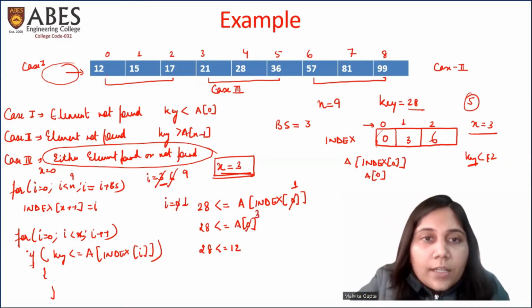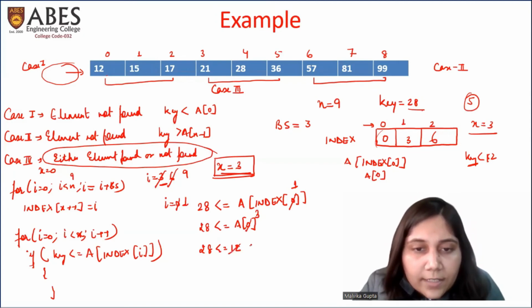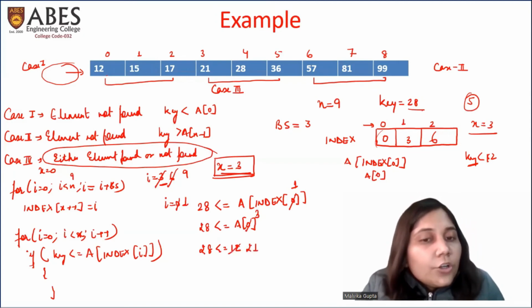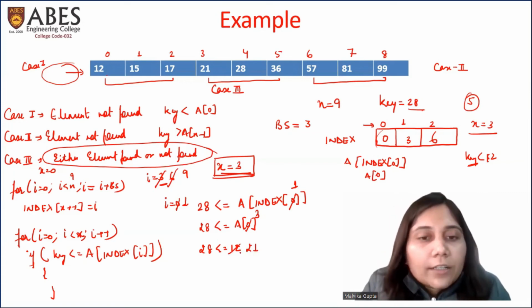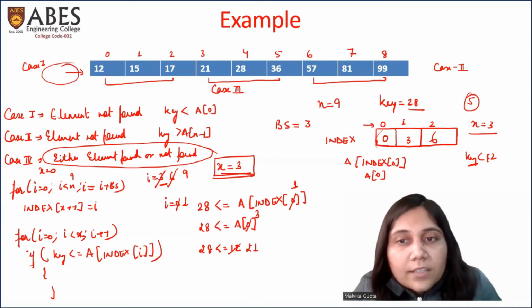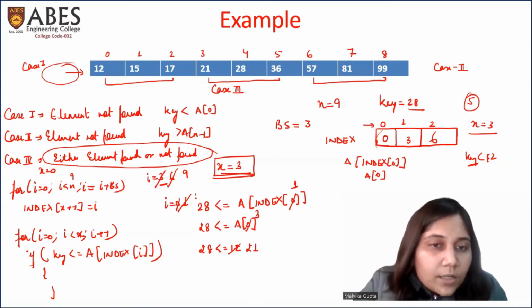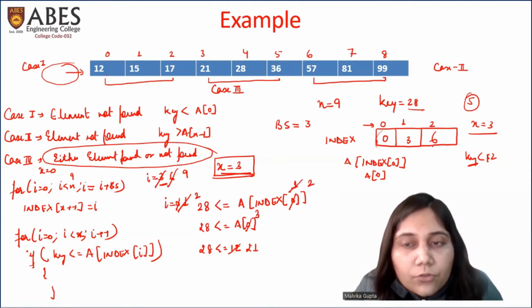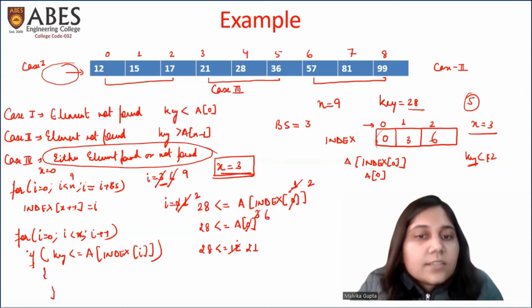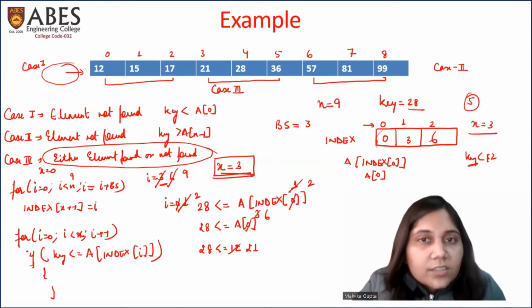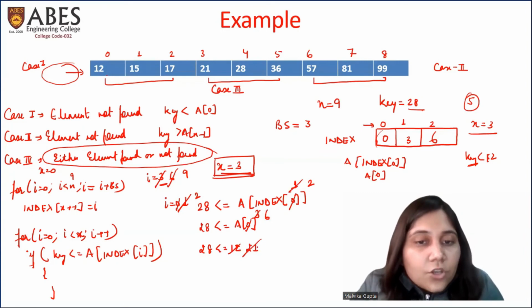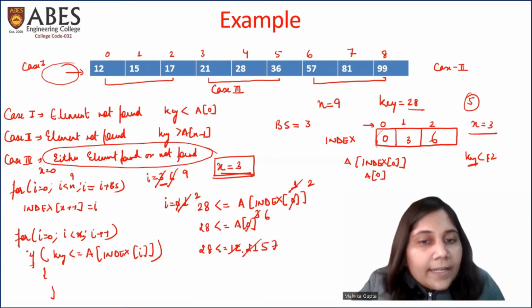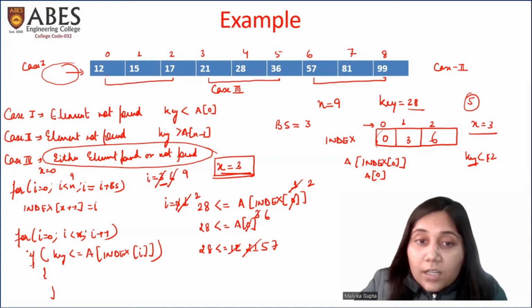What is the value at a of 3? It is 21. So cancelling it out, I am going to write 21. 28 is less than or equal to 21. Now the condition is again false. So if the condition is again false, it means I have to increment and move to the next state. So my I will become 2 now. Let me check with index of 2. What is the value at index of 2? It is 6. So I'm going to write 6 over here. A of 6. What is the value at a of 6? It is 57. So now if you see, 28 is less than or equal to 57. Yes, the condition is true.